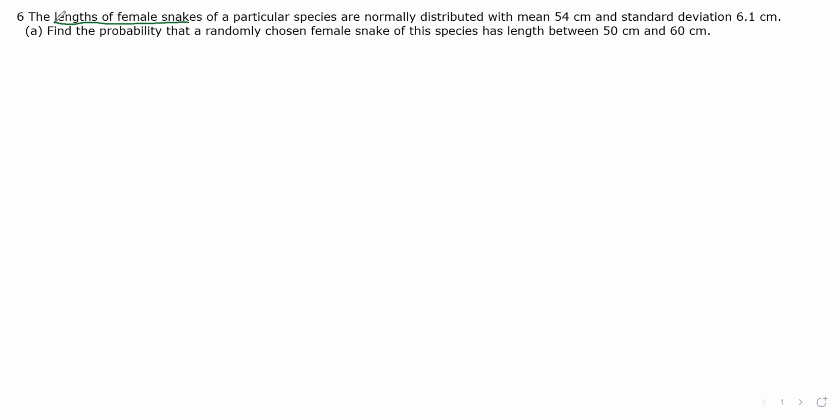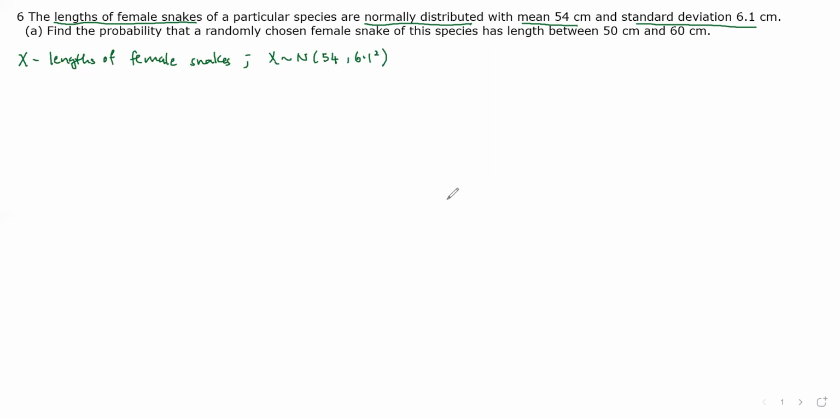We look at the length of female snakes. These lengths are normally distributed, so we have a normal distribution. The mean is 54, and the standard deviation is 6.1. We let X be the random variable denoting the length of female snakes. X follows a normal distribution with a mean of 54 and a standard deviation of 6.1.